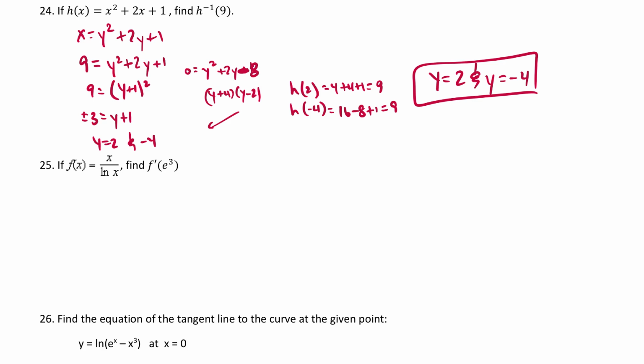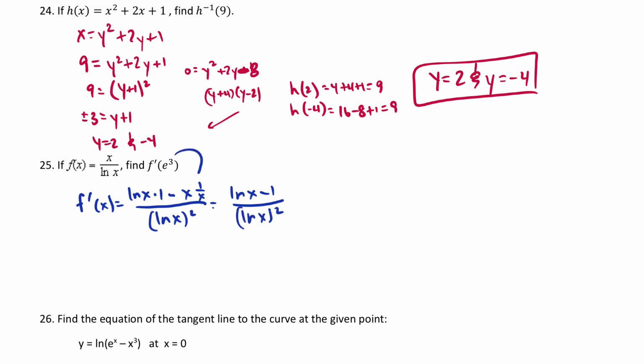All right, moving on to the next one over here. If f of x equals that, find the derivative. All right, simple derivative question. So f prime of x equals, well, I'm going to go ahead and use the quotient rule here. So this becomes ln x, so the bottom times the derivative of the top, minus the top times the derivative of the bottom, 1 over x, over the bottom over here, ln x squared, which gives me ln x minus 1 over ln x squared, and I need to find it at e cubed, so this becomes ln of e cubed minus 1 over ln of e cubed squared.